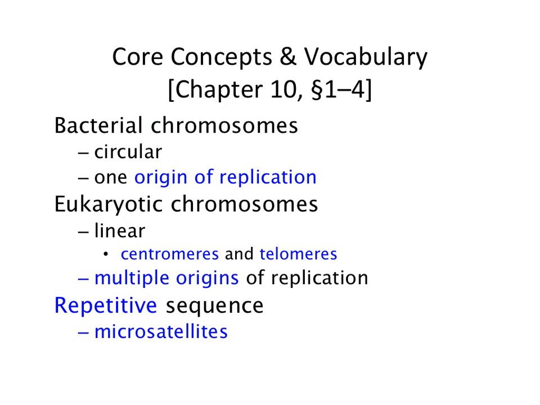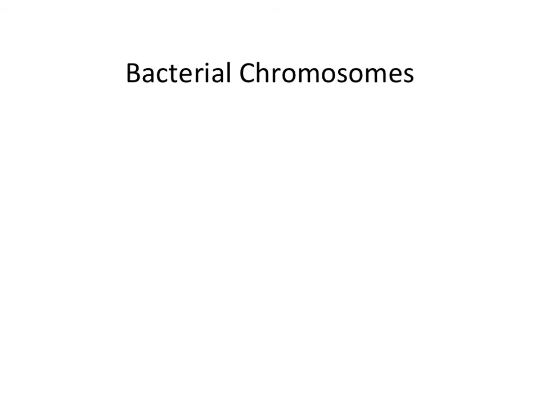So in blue, as last class, these are vocabulary terms that I'd like you to be familiar with at the end of this chapter, and concepts. So you're going to see at the bottom, we're talking about repetitive sequence and microsatellites. So let's go there. Bacterial chromosomes are round. We already talked about this, eukaryotic chromosomes and features. We did this on the very first slide. Centromeres, telomeres, they're linear.